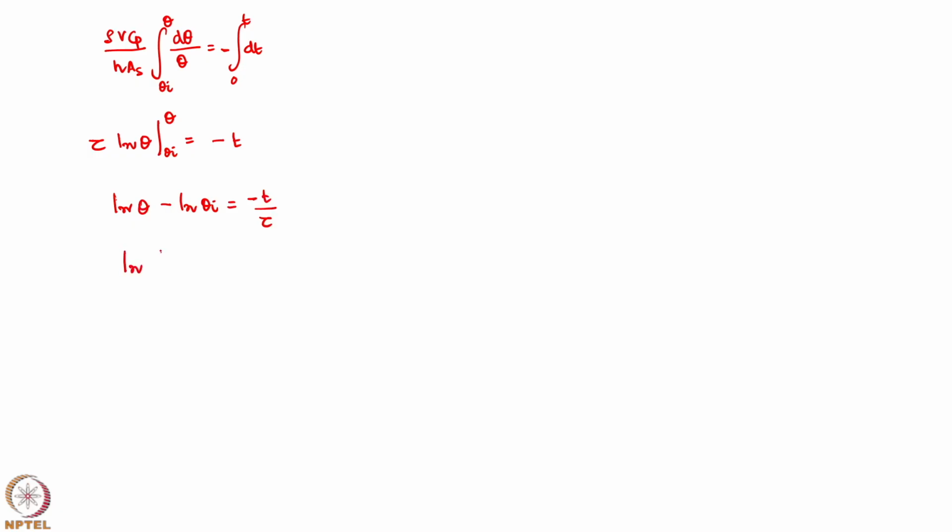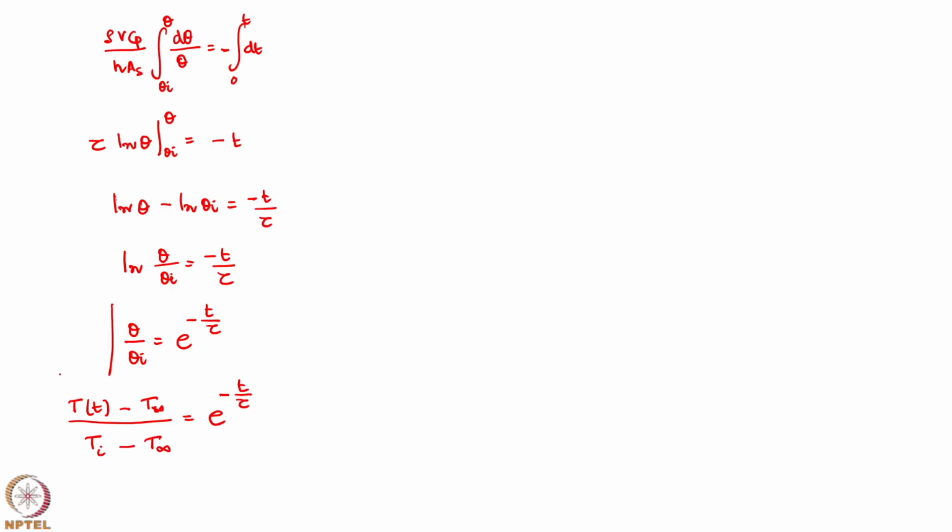This I can write as log of theta by theta I equal to minus t by tau, and theta by theta I is equal to e to the power of minus t by tau. Now, that is T of t minus T infinity divided by Ti minus T infinity is equal to e to the power of minus t by tau. I have achieved what we started off, that is the temperature distribution as a function of time. Remember, this is for a lumped body and I have done lumped system analysis.